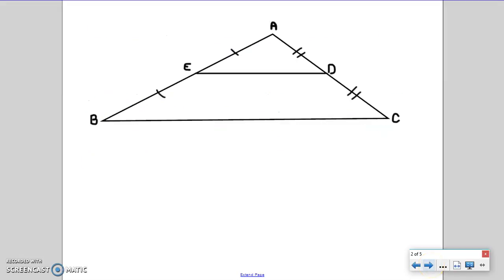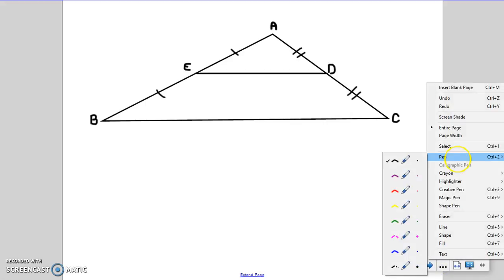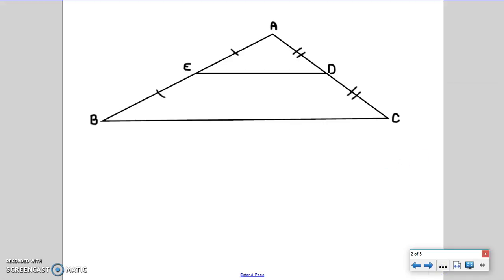So here's an example. This is just the basic picture explaining what the Midsegment Theorem is going to actually look like in a triangle picture. So here you'll notice that AB is cut in half at point E, which tells me that E is a midpoint. D is also a midpoint, since we see that AD and DC are congruent pieces.